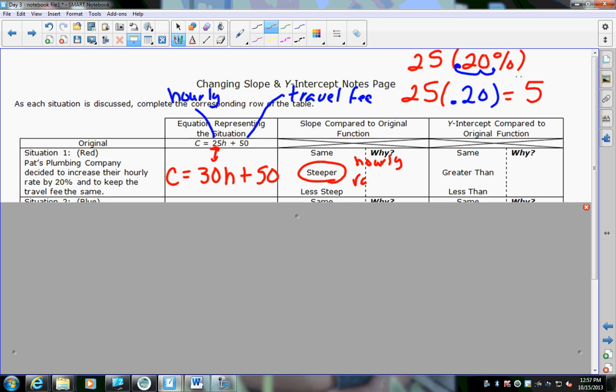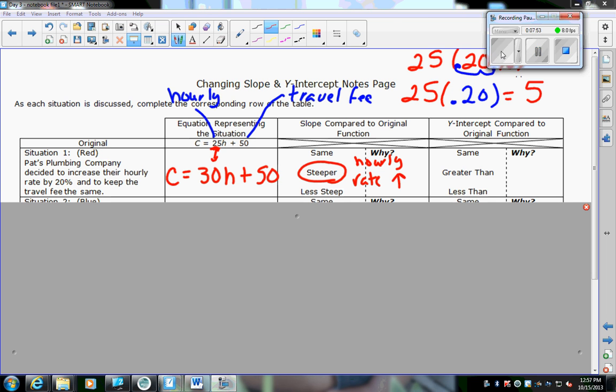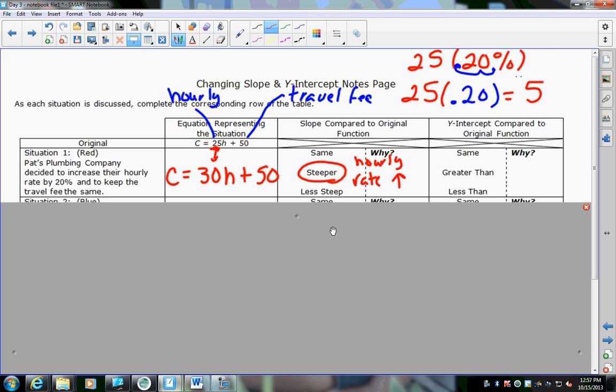Hourly rate increased. Now, what about the y-intercept right here? They're the same numbers. Why are they the same? Because the travel fee stayed the same.